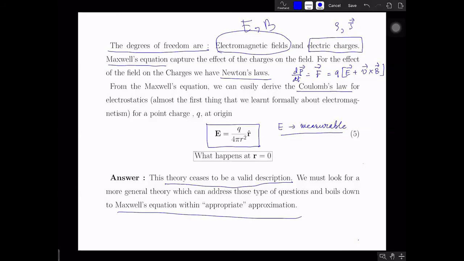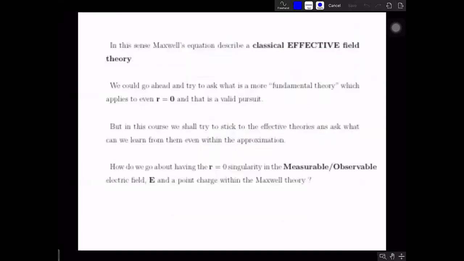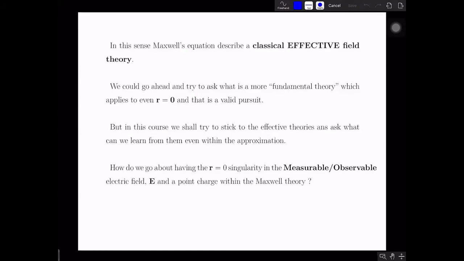In some form or the other, this took physicists a good part of 50 years to learn. In this sense, Maxwell's equations describe a classical effective field theory, effective in the sense that there is some other theory applicable at very small distances, of which Maxwell theory effectively becomes under the right conditions. One can go and try to understand the structure of this more fundamental theory, which applies even to r equal to zero, and that's a valid pursuit.